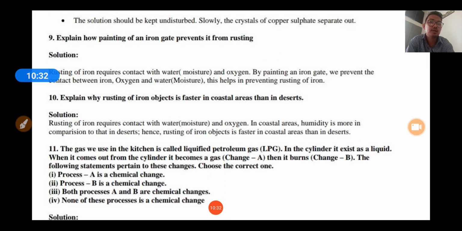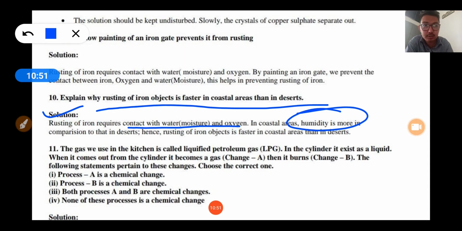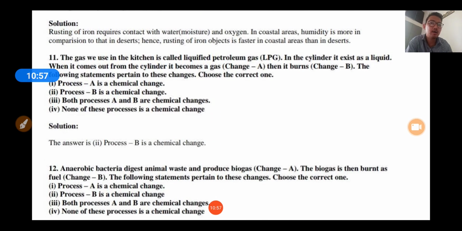Now, I am discussing question number 10. Explain why rusting of iron objects is faster in coastal areas than in deserts. See, rusting of iron requires contact with moisture and oxygen, and in coastal areas humidity is more. Humidity means moisture, means water. So since humidity is more, rusting is also fast in coastal areas.